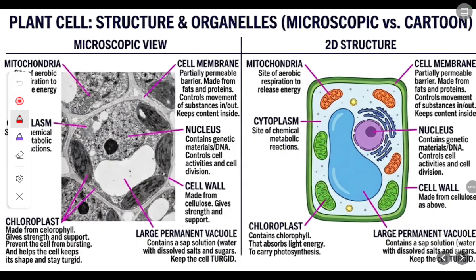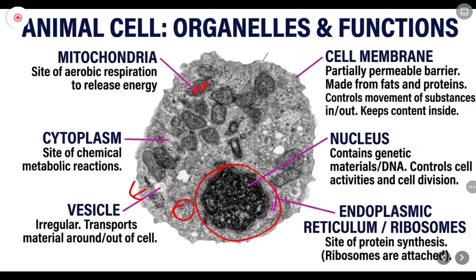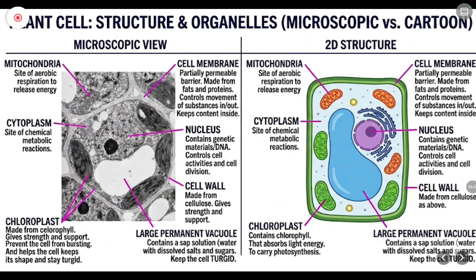Now for the plant cell, we have a structure and organelles. We have a microscopic view of the plant cell, and we have a 2D structure of the plant cell. But all of the terms are the same, exactly the same. Mitochondria have the same definition in both. This is just for you guys to understand the microscopic view and a 2D structure of the plant cell.